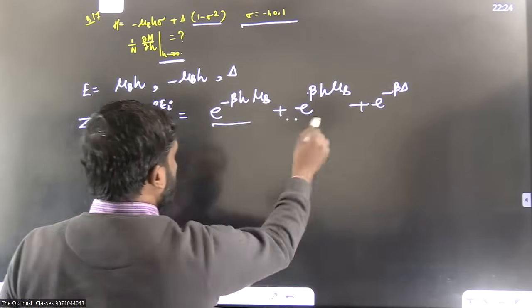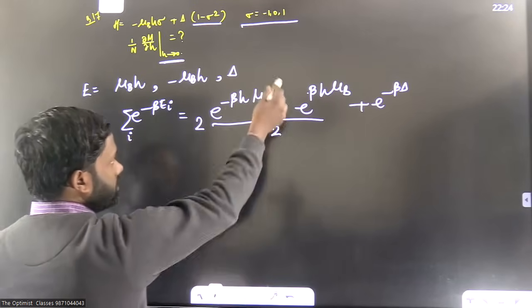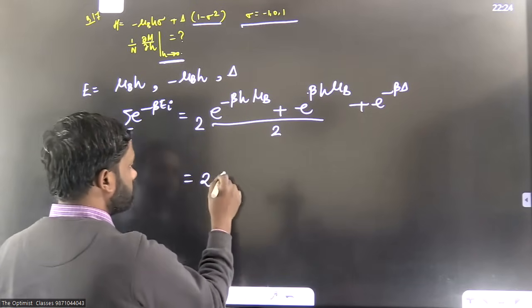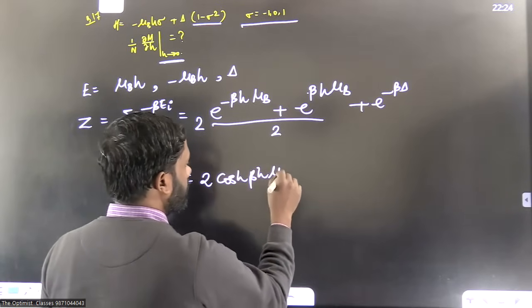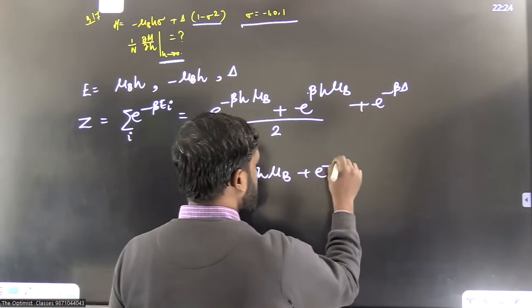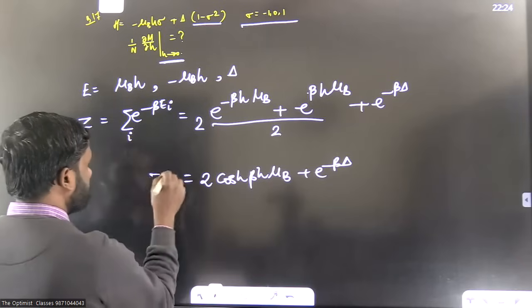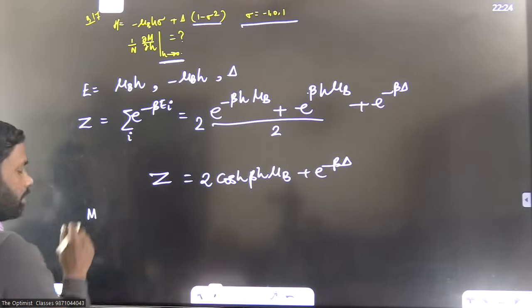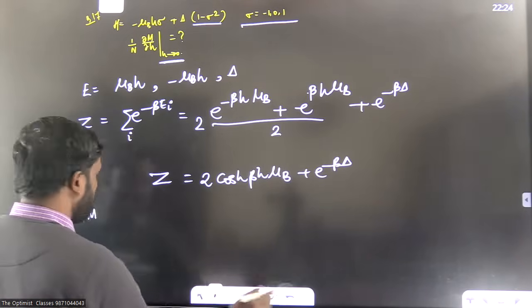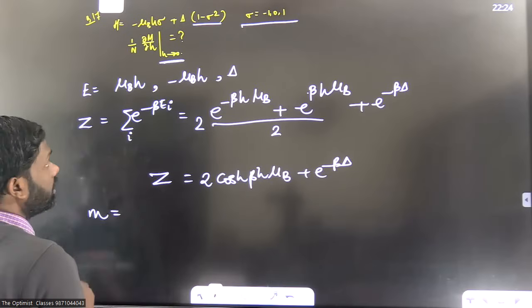So what you do here, divide by 2 and multiply by 2. So this becomes cosine hyperbolic: 2 times cosh(beta h mu b), plus e to the power minus beta delta. Okay, so that is the partition function. Now the magnetic moment per particle we can calculate. Let us call it small m, magnetic moment per particle.